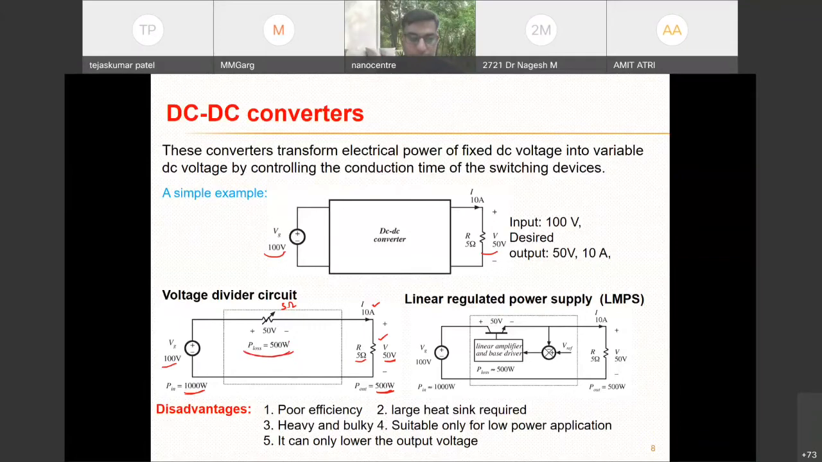Now the problem here is that I have additionally connected this 5 ohm resistance, and because they are in series, this 10 ampere current is flowing through the entire circuit. So 10 into 100, that is 1000 watt power input, is there. But my load is consuming only 500 watt, 10 into 50. But where is the remaining power going?